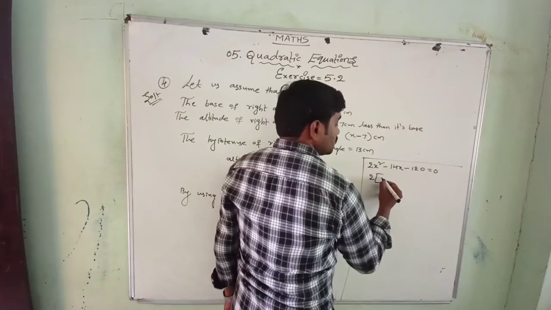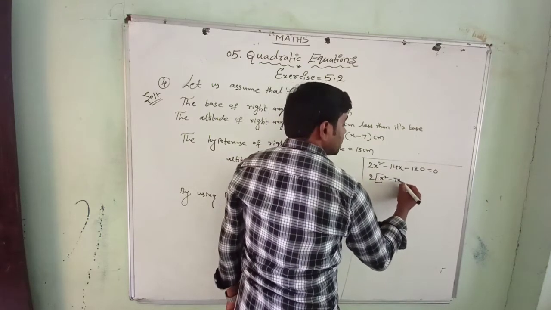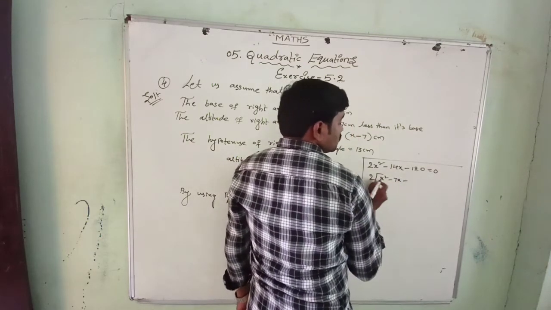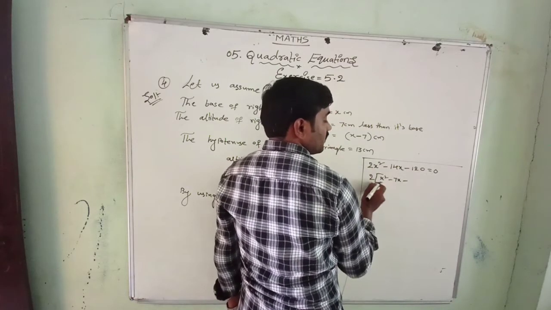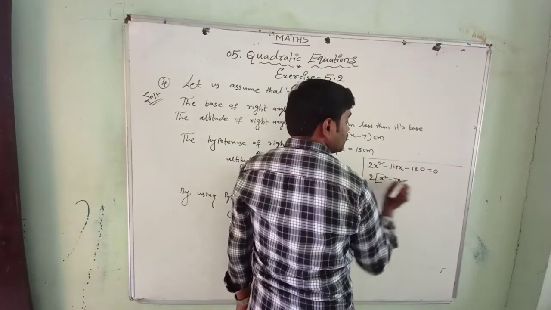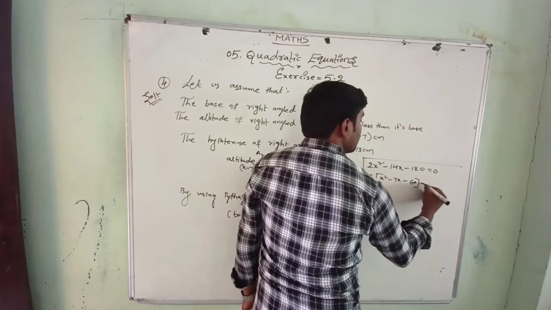2, 14, 120. So it is x square minus 7x, 2 into x square is 2x square, 2 into 7 is 14 and 2 into 60, that is 120, equal to 0.